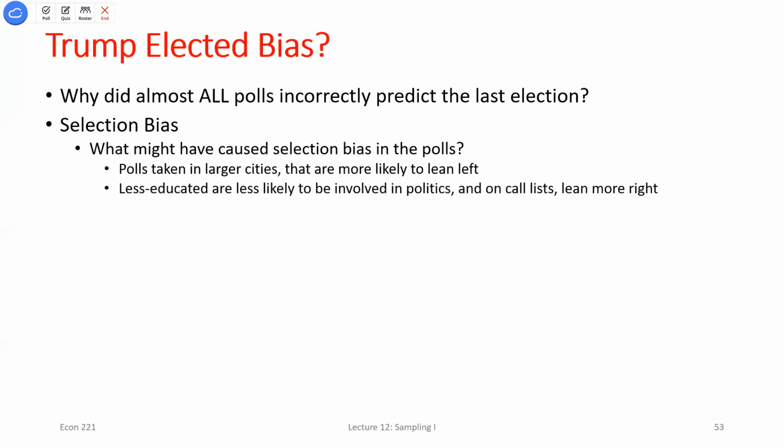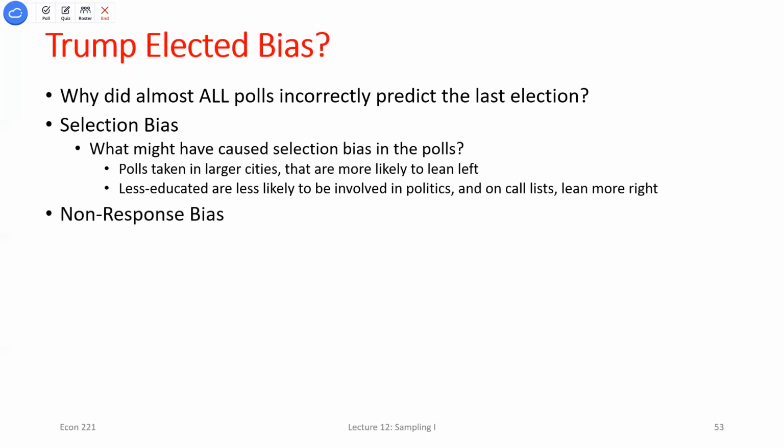But what they said another selection bias can be is that individuals who end up on call lists, individuals who end up on polling lists, tend to be people who are more politically involved, right? And less educated people tend to be a little bit less likely to be involved. Lower education levels at the very extreme end, we tend to see kind of be a little bit more towards the right? So there might be some selection bias going on.